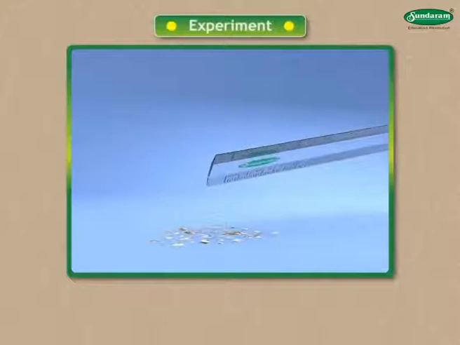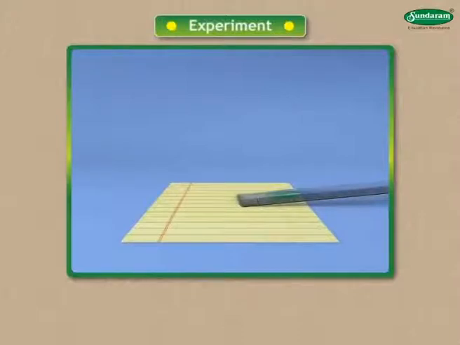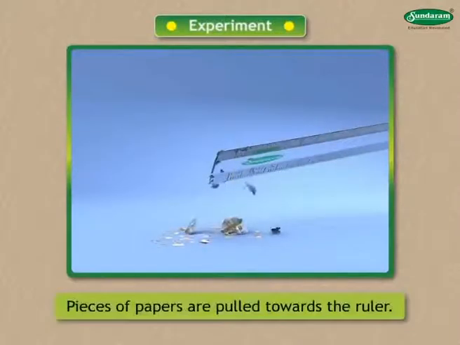Let us try an experiment. Spread some tiny pieces of paper on a table. Bring a plastic ruler near them. We do not see any effect. Now, rub one end of the ruler with a paper ball and bring that end again near the papers. They are pulled towards the ruler.